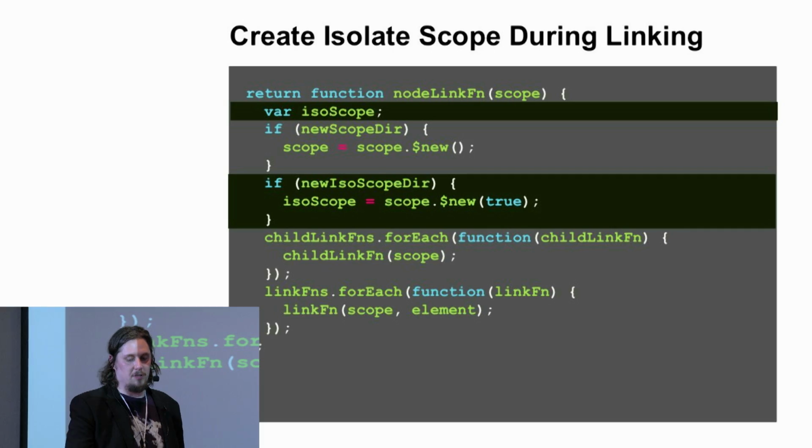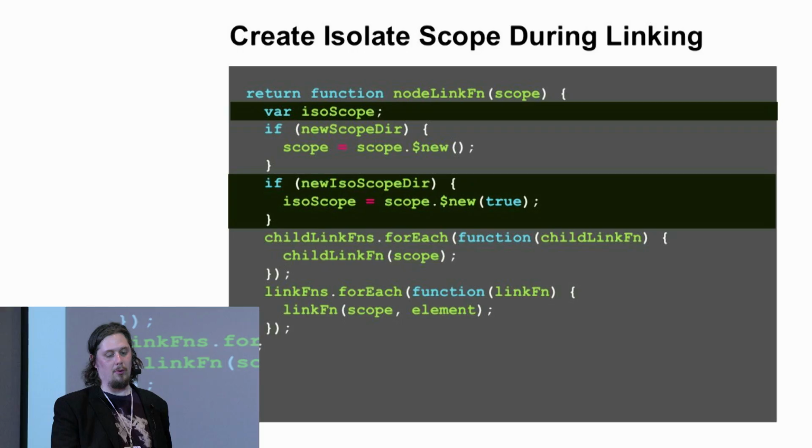But the difference to what we did before here is that we actually don't overwrite the parent scope with this one. We instead introduce this new variable called iso scope for it. And that's because the isolate scope does not get used for everything. It should actually get used for only one thing, which is the link function that asked for, from the directive that asked for the isolate scope. If there are any other directives on this element, they should know nothing about this isolate scope. It's only for the purposes of that one directive.